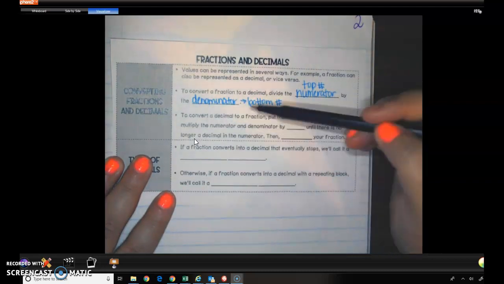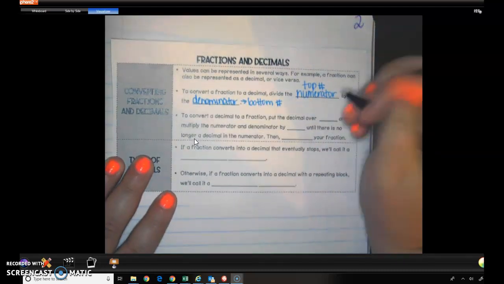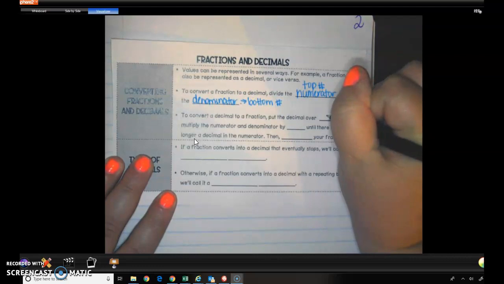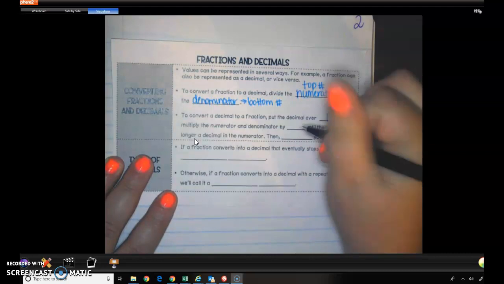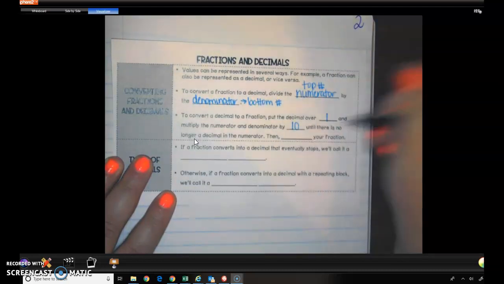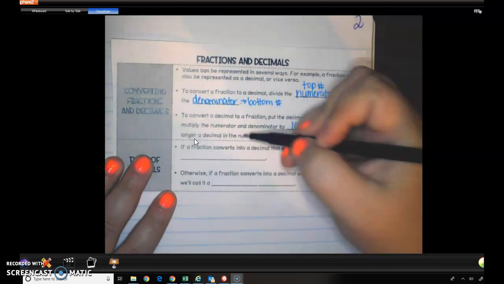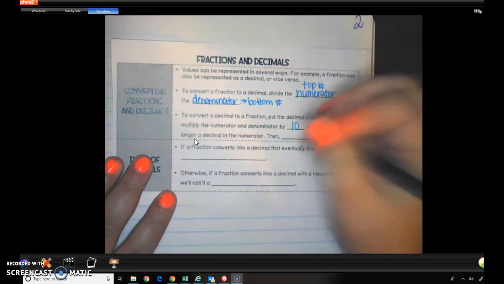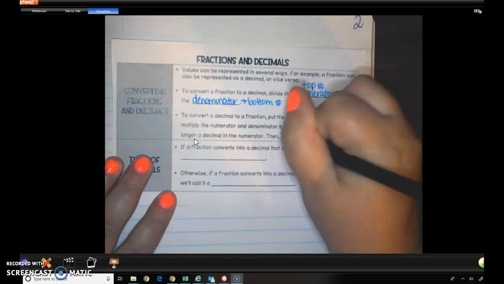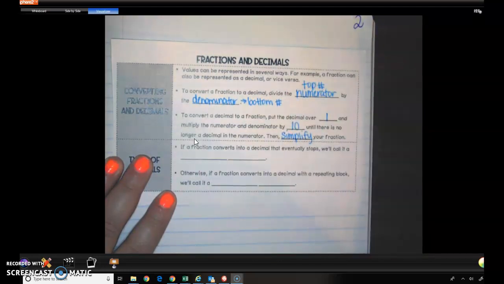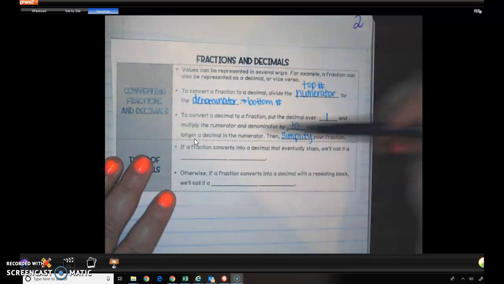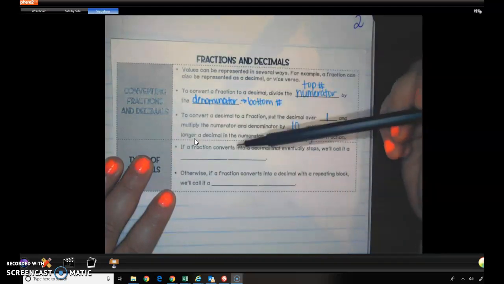To convert a decimal to a fraction, put the decimal over 1 and multiply the numerator and the denominator by 10 until there is no longer a decimal in the numerator. Then simplify your fraction. If you need to pause at this point to write this down, go ahead and pause and push play when you're ready. Alright, by this time you should have this done, so let's continue.